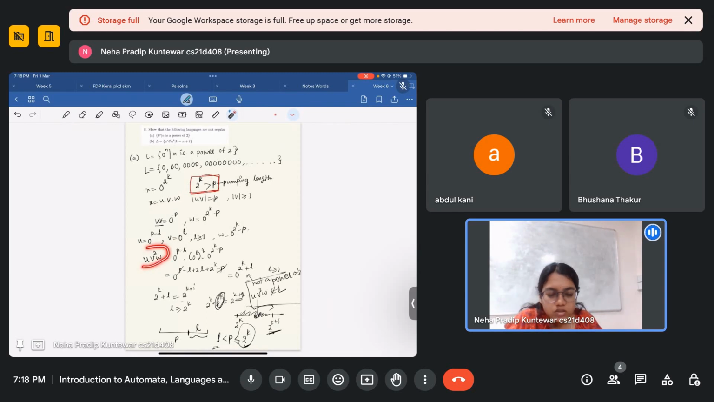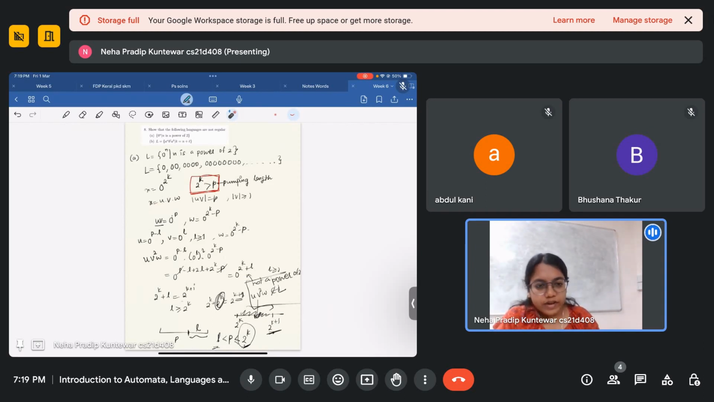And when you do u v square w, you end up getting a string of length 2 to the k plus l. But l is not large enough to get a power of 2, so you simply get a contradiction: there is a string whose length is not a power of 2 and it is still in the language. So this is a contradiction. Therefore, the language is not regular.